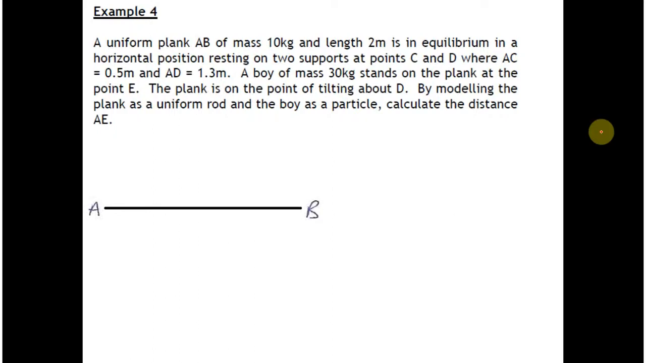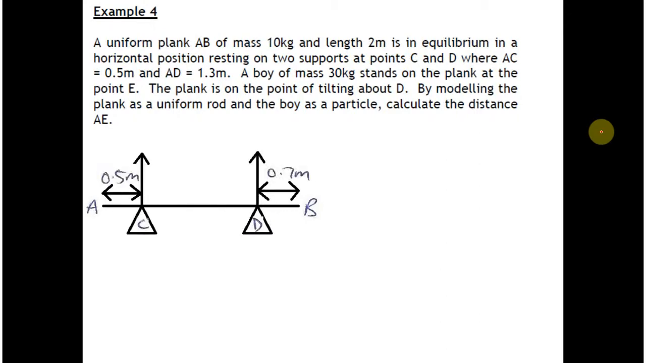Draw the rod AB, or plank in this case. We've got two supports. AC is 0.5 meters, so 0.5 in from A, we have a support, with C pointing upwards. D, well, the plank is 2 meters across. D is 1.3 from A, so it's 0.7 from B. And again, we have a force coming upwards from there. And we have a boy of mass 30 kilograms who stands on the plank at the point E. We don't know where that is at the moment.